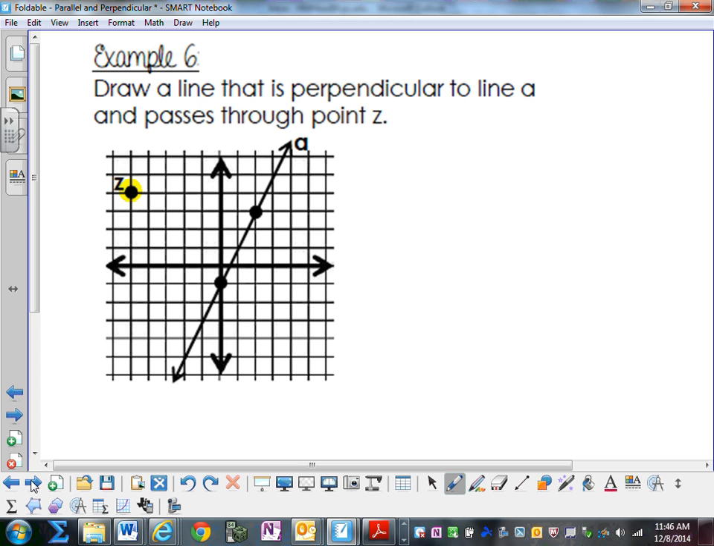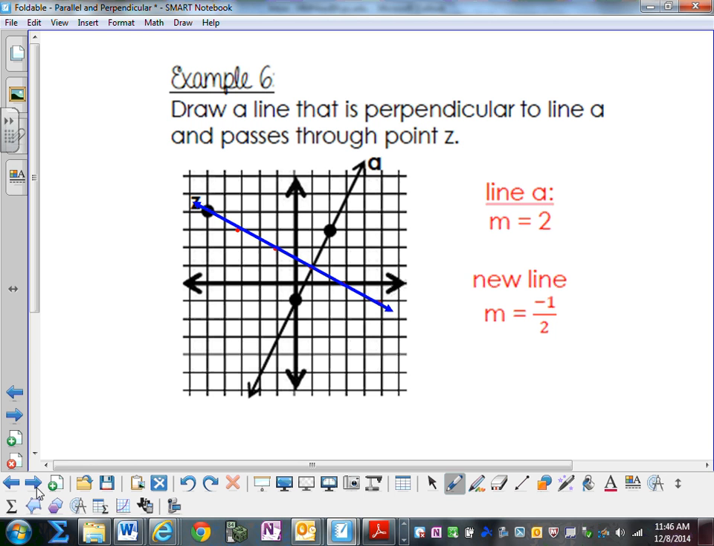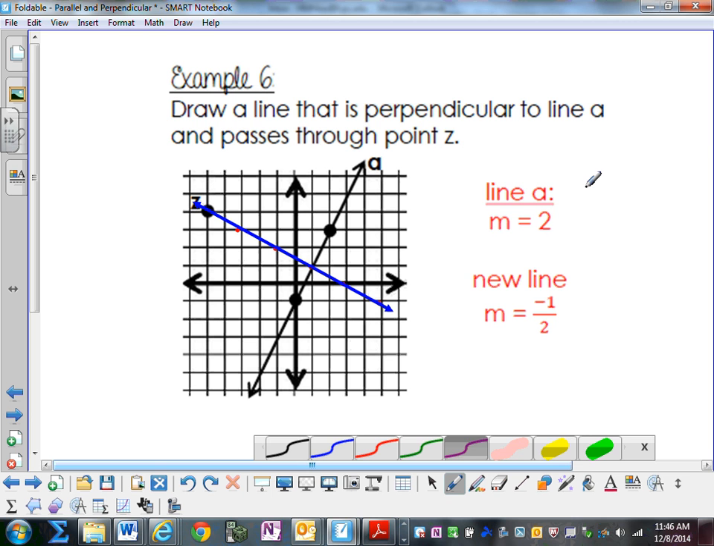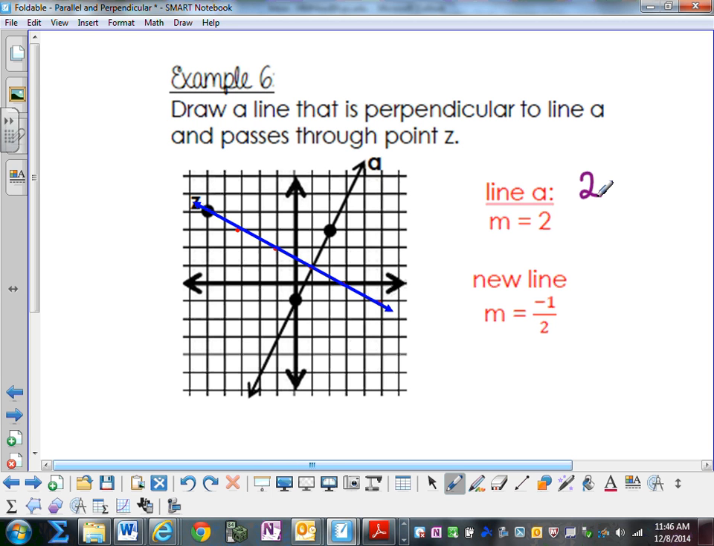Example 6, draw a line that is perpendicular to line A and passes through point Z. So here's point Z. Line A has a slope of 2. In order to be perpendicular, it needs to be the opposite reciprocal of 2. Well, 2 is 2/1. The opposite of a positive number is a negative number. The reciprocal of 2 is 1/2. So I need to draw a line that has a slope of -1/2 going through the point Z. So I start with Z and then go down 1 and over 2.